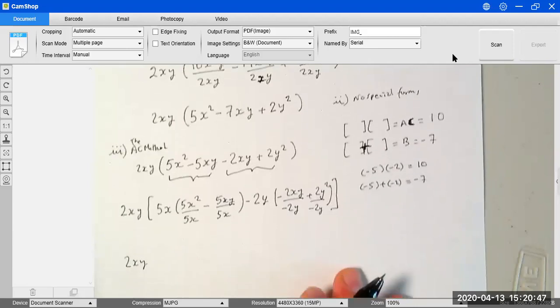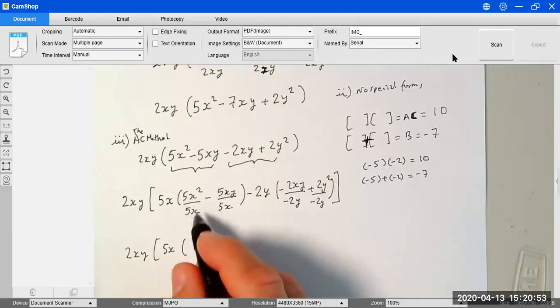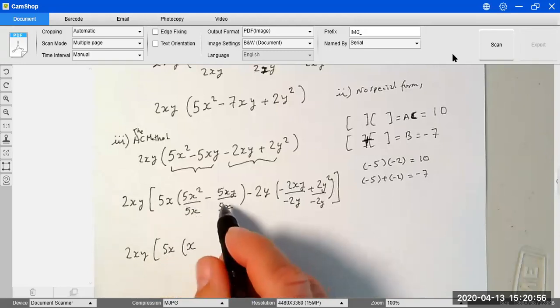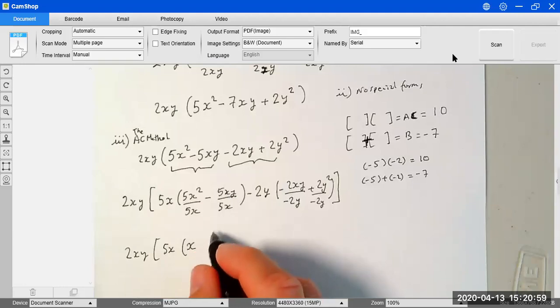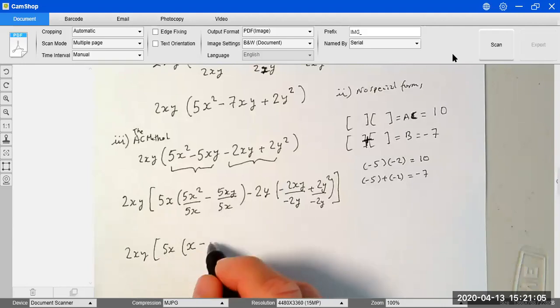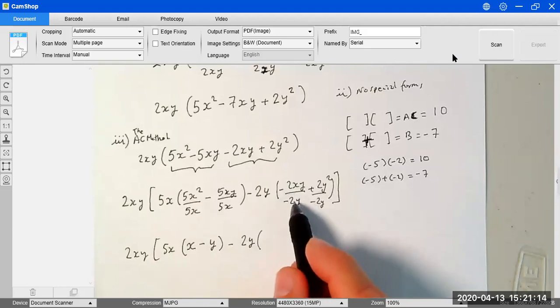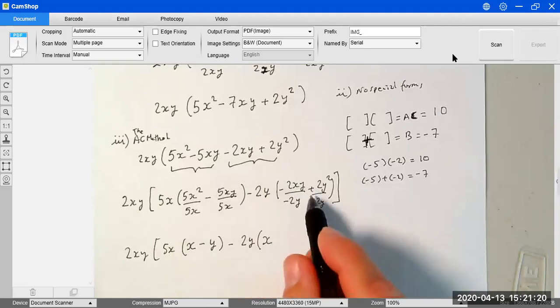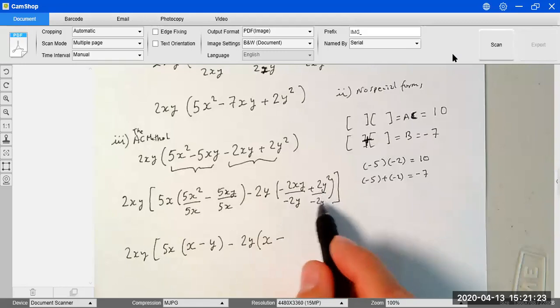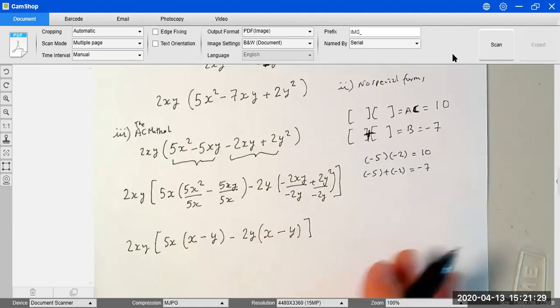So I have 2xy that multiplies 5x, so 5 over 5 is 1, x squared over x is just going to be x, and negative 5 over positive 5 is going to be negative 1, and I have used y here, minus 2y that multiplies negative 2 over negative 2 is positive 1, y cancels with y, so I end up with only x. Positive over negative is negative, 2 and 2 cancel, y squared over y is just y. So I can see that I have my common binomial here.